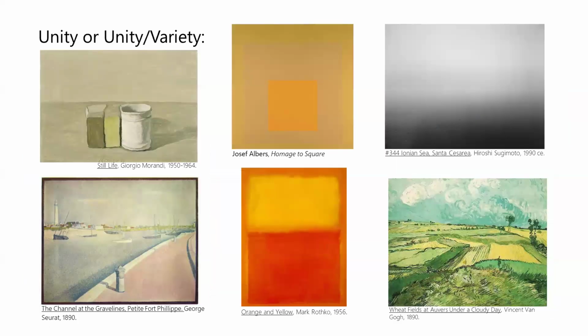Unity and unity versus variety. These are all really good examples of unity, and unity can be almost monotonous, right? Like in the case of Sugimoto, but I think what makes that piece so intense is it's almost too much unity, and yet at the same time, when you really start staring at it and start seeing all the detail of the waves, the little tiny ripple waves that are right up close to us, it's just enough contrast to hold the whole thing together. Okay.